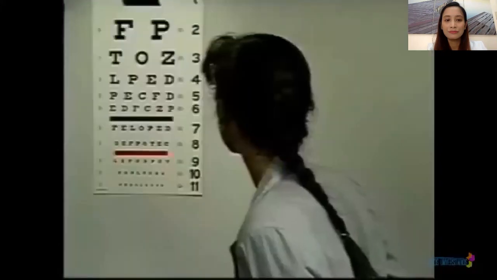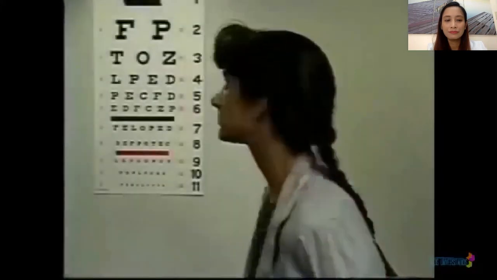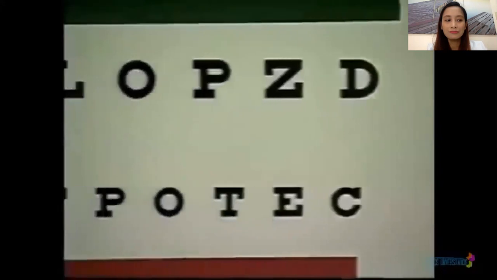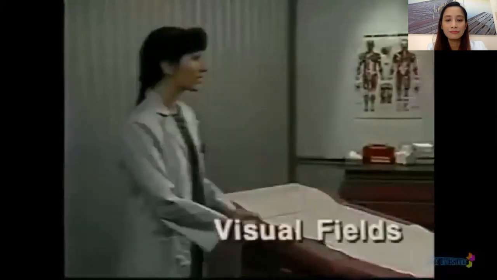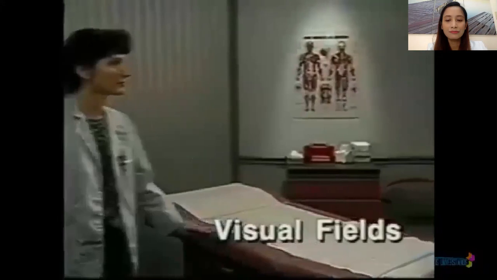Note the visual acuity printed at the side of the line of the eye chart. Now I'd like you to try to read the next line. Then repeat the test on the other eye. Remember to record visual acuity using two numbers, such as 20/20, which is normal. Now prepare to test the patient's visual fields.